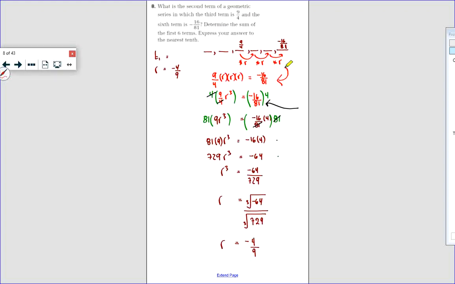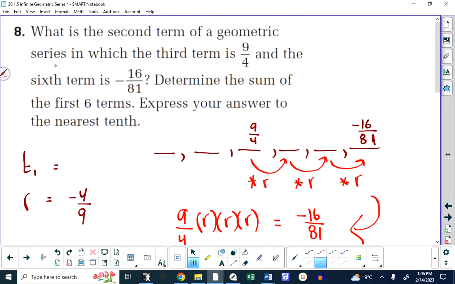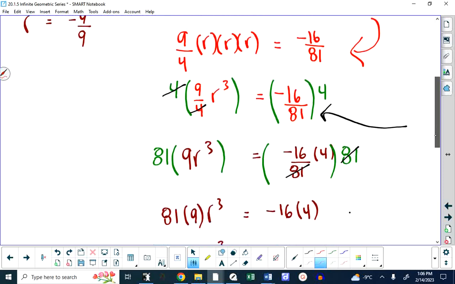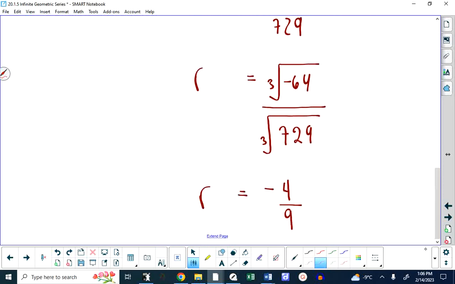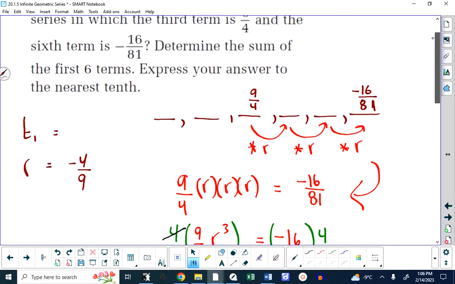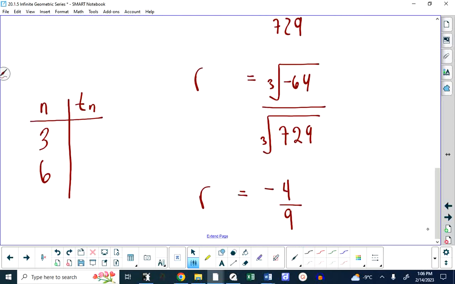So, what now? Well, we still need to find the first term. So we go into the second phase of this, and we say that I have lots of information available to me, but I need your help here. I think the third term and the sixth term were the terms that we knew. And I'd better just look up because I can't remember them. 9 quarters and negative 16 81sts.